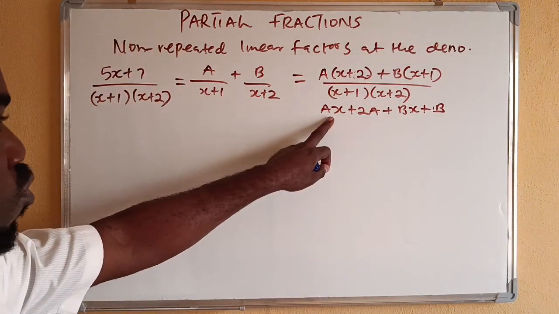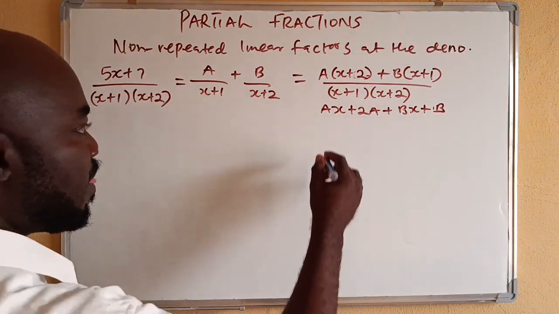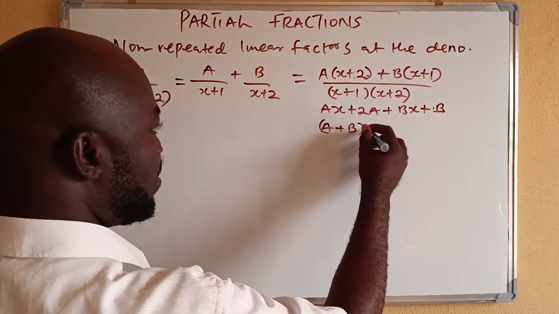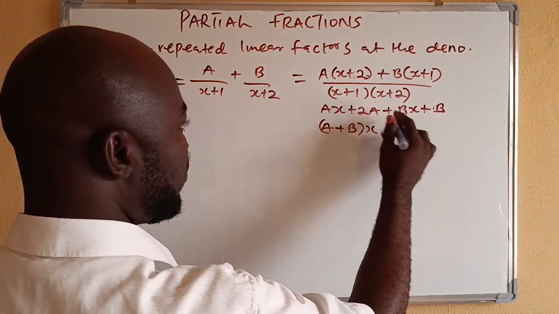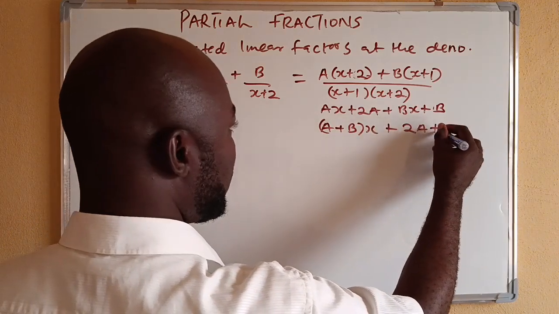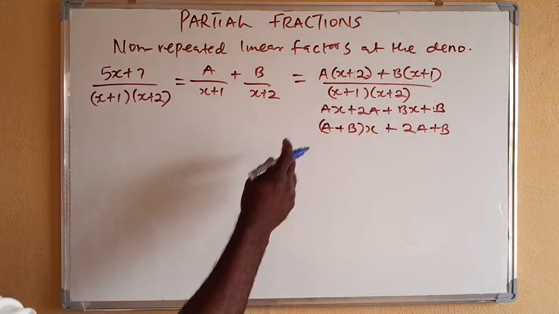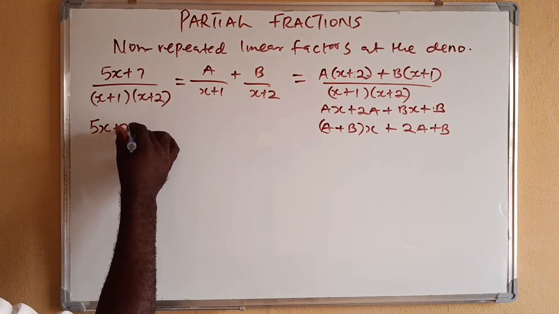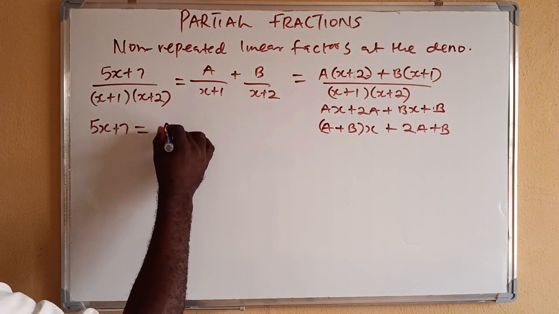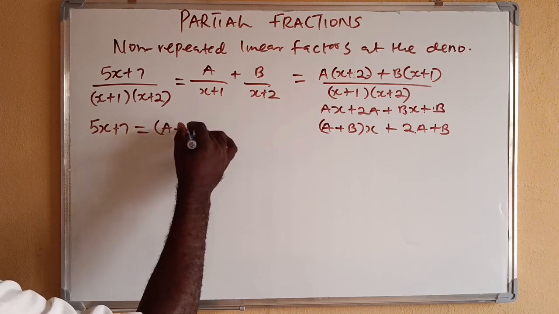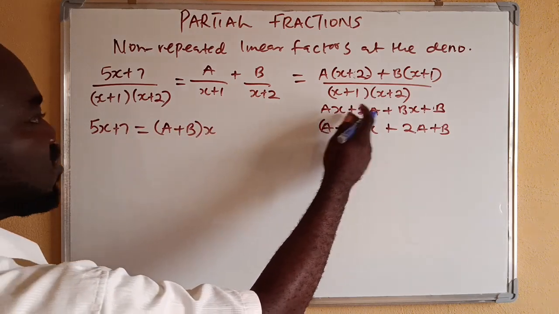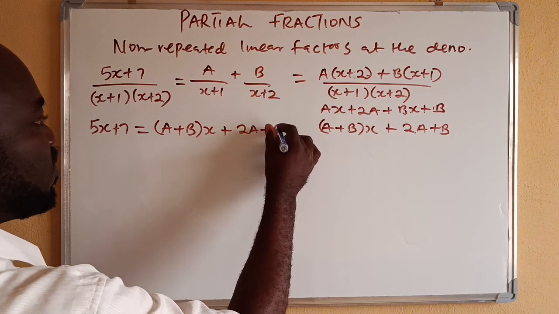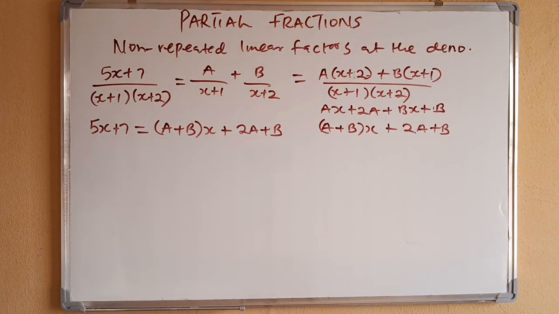So I'm going to group the ones that have x together. So I will have a plus b, we have x, then plus 2a plus b. So this will be equivalent to 5x plus 7, which is equivalent to a plus b times x, because they have x common, then plus 2a plus b. And look at what is going to happen.